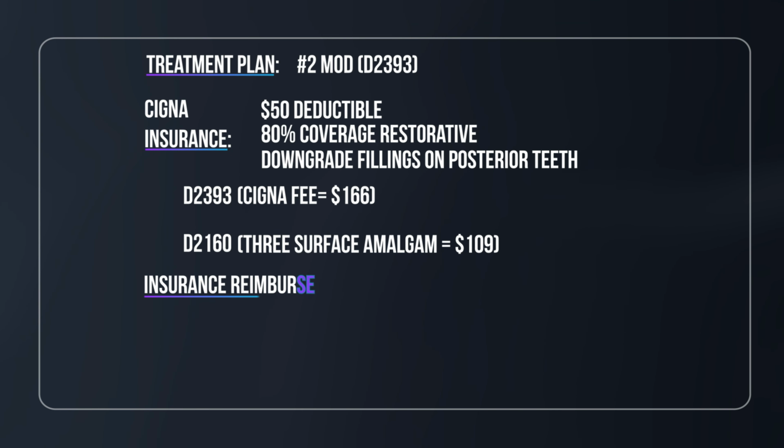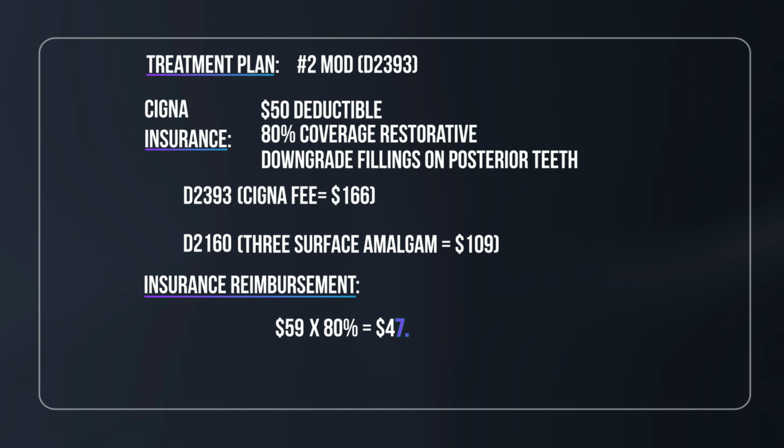So how do you calculate the insurance reimbursement from this information? So you take the allowable fee for the downgrade code, which is $109. You take away the deductible of $50 from it first, since it hasn't been met yet. And that gives you $59. 109 minus 50 equals $59.